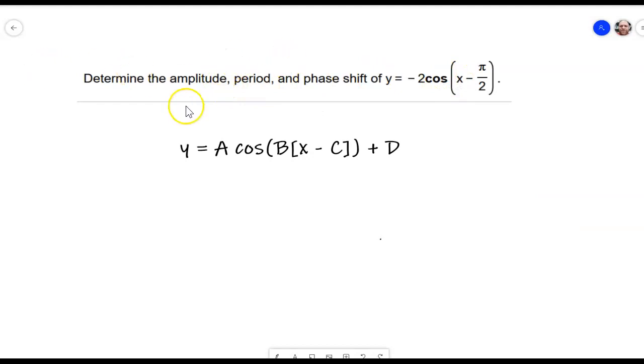So in this example here, they say determine the amplitude, period, and the phase shift. They give us a function that says y is equal to negative cosine of x minus pi over 2. A good thing that we might want to do with this first is try to graph this on our graphing calculator. Remember to put this in radians first, just to kind of see what that looks like. That's something that we can do first here.